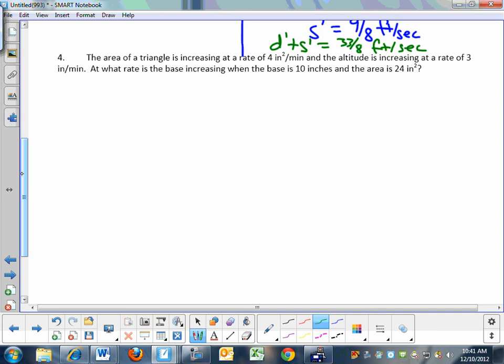Okay, last one. This is the problem that you guys had on Friday, that, you know, you had a circle one, which I already talked about, but now you have the area of a triangle one. Okay, and this is a good example. Area of a triangle is increasing at a rate of 4 inches squared per minute, and the altitude, that's the height of the triangle, is increasing at a rate of 3 inches per minute. At what rate is the base increasing when the base is 10 inches and the area is 24 inches squared?